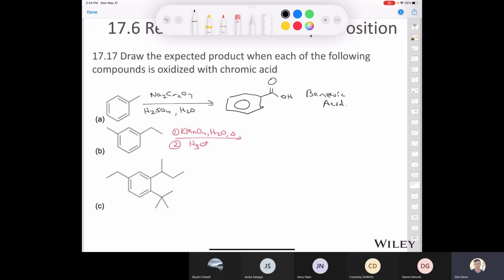The next one, we have two benzylic positions here. So we're going to end up with two carboxyl groups, aren't we? We're going to have one over here, and we're also going to have one over here. I don't expect you to memorize the name of this one, but this is called isophthalic acid. So let's see if I can spell it. Isophthalic acid.